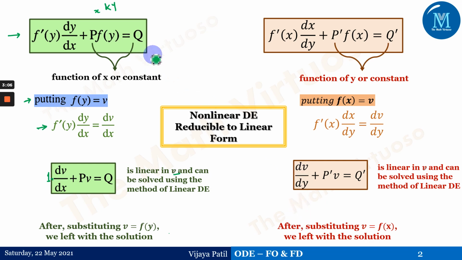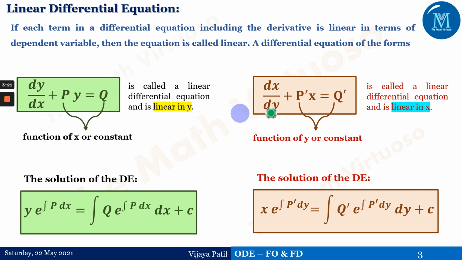Now I've followed a few color codes from the previous session, wherein we discussed the linear form of two different forms. If this is the form in the dy upon dx format and the dx upon dy format, you'll have this type of solution. This is what we discussed in the last session, and that's the reason I've not changed the color code. So this is the solution we need to use for the dy upon dx format, that is f dash of y into dy by dx plus p into f of y is equal to q. For that format we go for this particular solution.